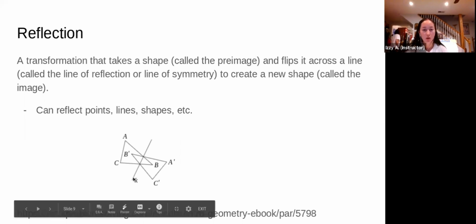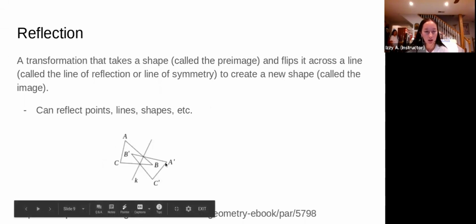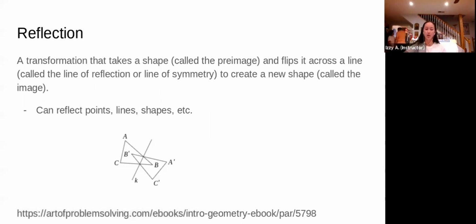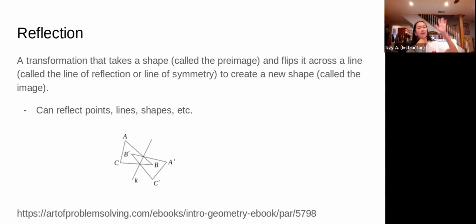In this example, you can see that line K is the line of reflection or the line of symmetry, and the original shape was ABC, the pre-image, but then we flipped it over line K to get the new image, which is this other triangle on the right side of line K. So it's basically a 2D geometric mirror. Yes, you can think of it as a mirror.